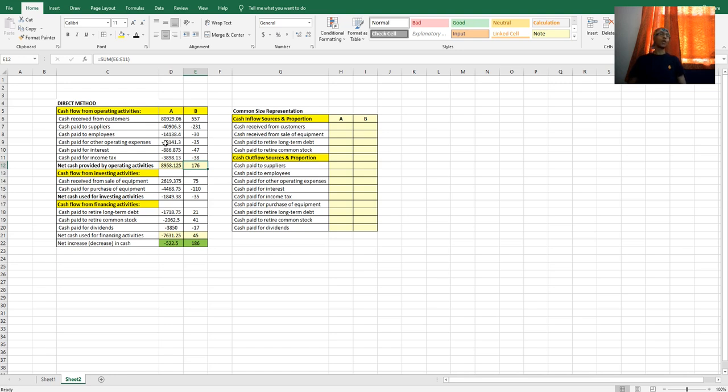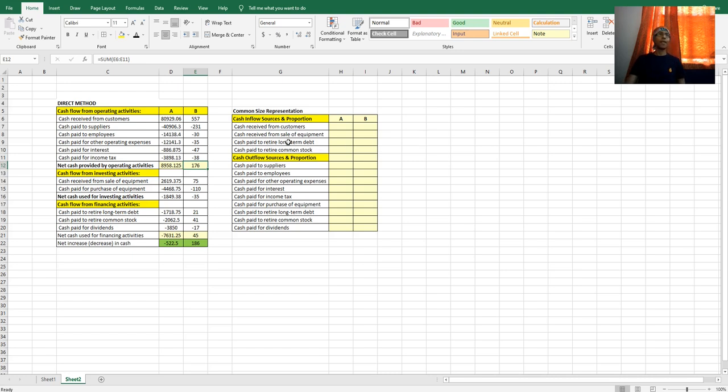So in such a case, what do we do? How do we compare between the two? Obviously friends, there is a way to do that. What we do is, in common size representation, we segregate the cash inflow sources from the outflow sources. So we write down the cash outflow sources separately and the cash inflow sources separately. Now it may so happen that what is a cash inflow for A is a cash outflow for B.